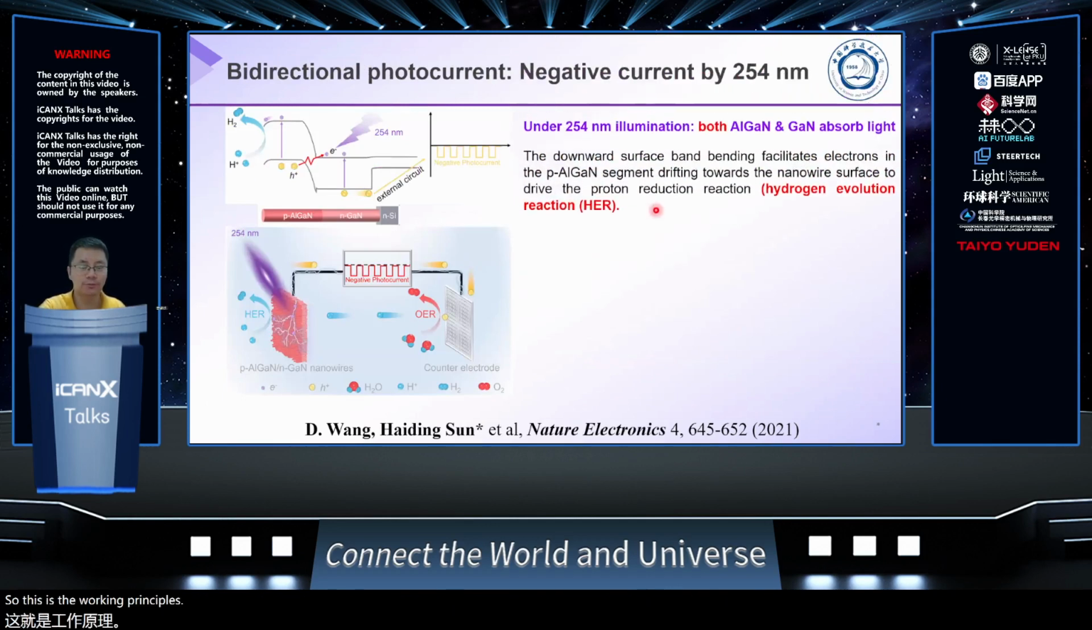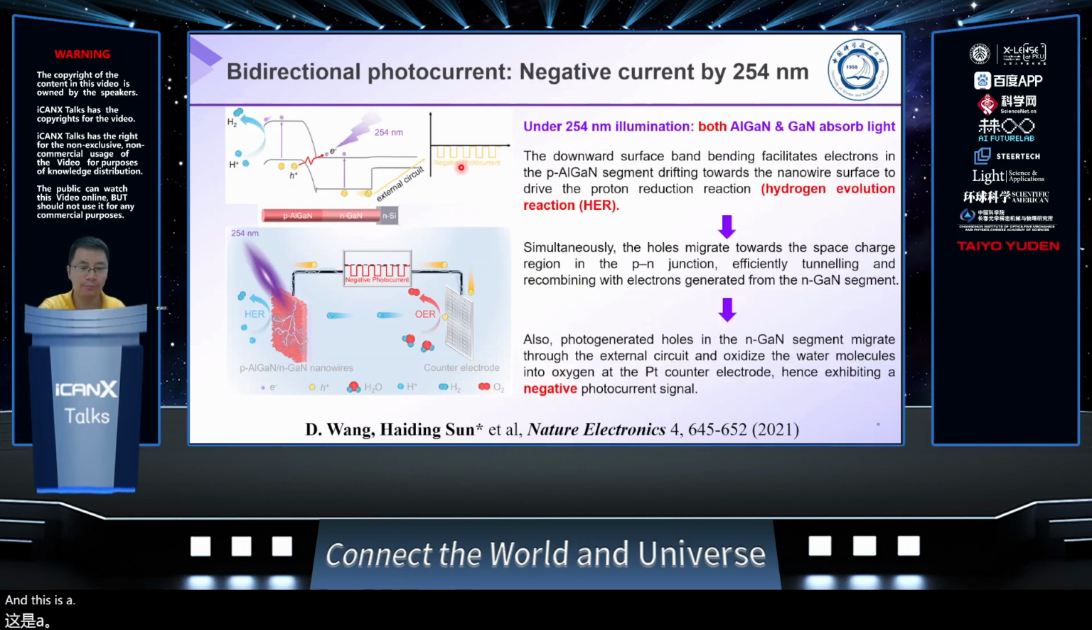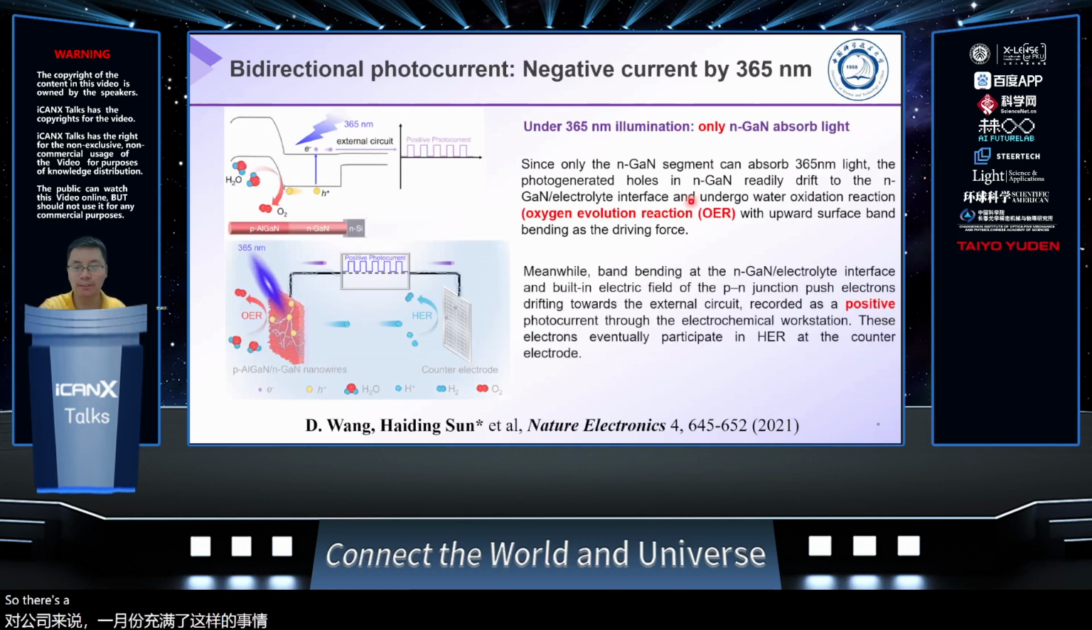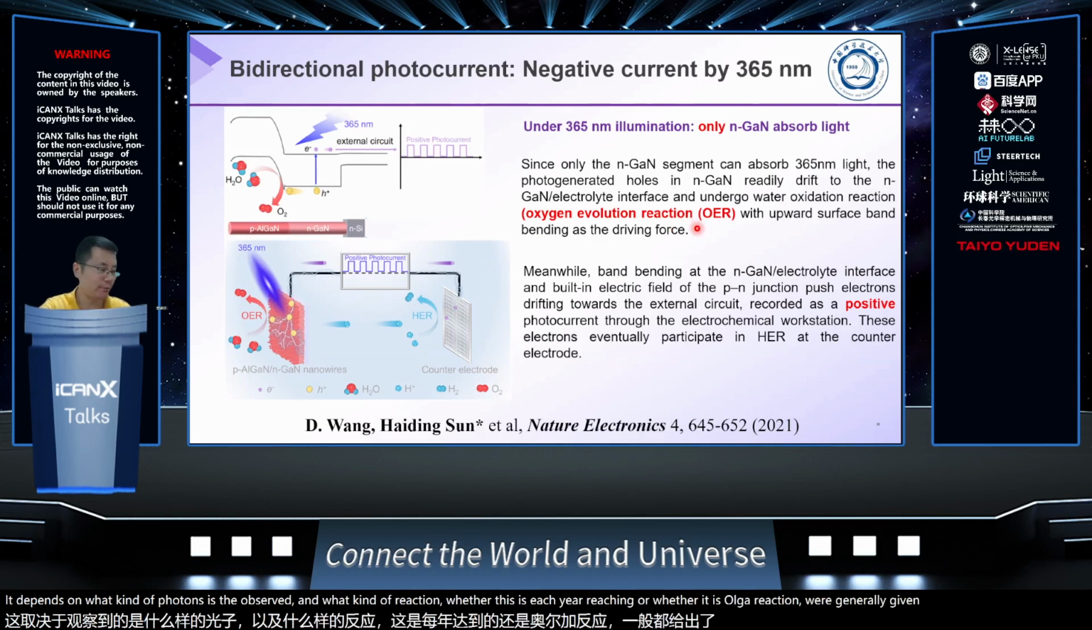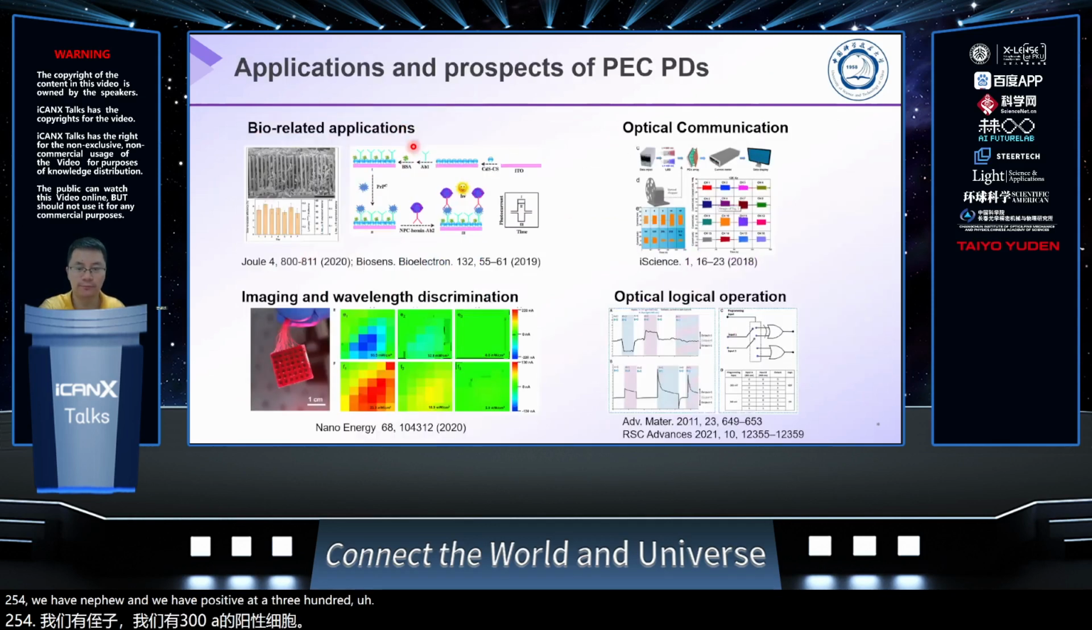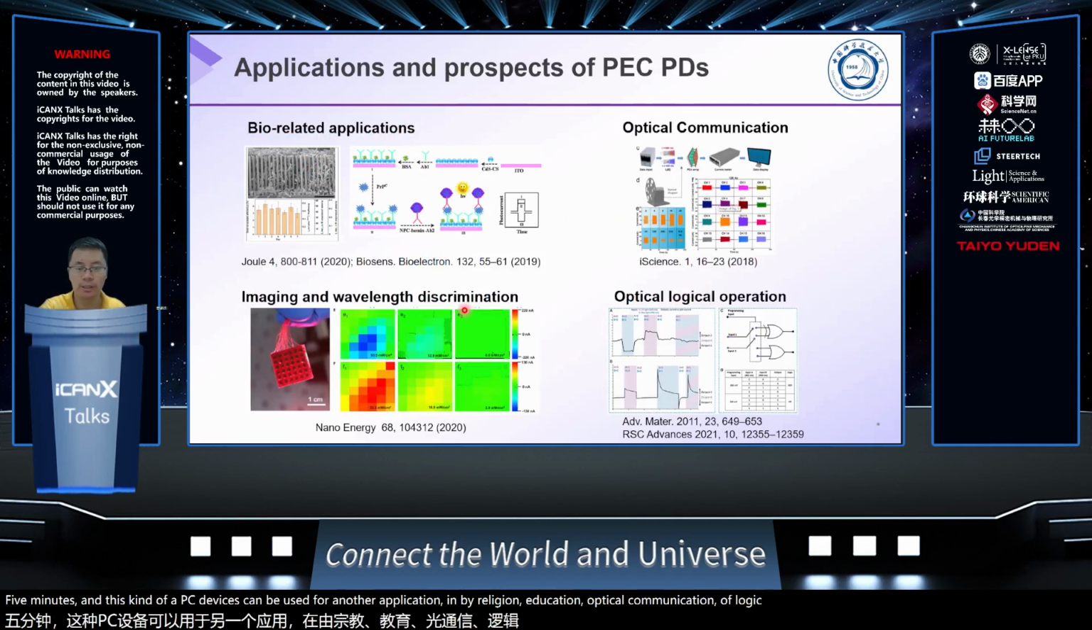I will not go into the details, but this is the working principle. Under 254 nanometers, the gallium nitride nanowire will generate the negative photocurrent. Under 365 nanometers, only the bottom gallium nitride will absorb the light and generate the photocurrent. This photocurrent is positive. So there's a competition between the P-type and N-type materials. It depends on what kind of photons are absorbed and what kind of reactions, whether it's the HER reaction or the OER reaction, that will generate different types of photocurrent. I will not go into the details, but the result is that at 254 we have negative, and we have positive at 365 nanometers. This kind of PEC device can be used for a lot of applications in bio-related applications, optical communication, optical logic, imaging, wavelength discrimination, and so on.